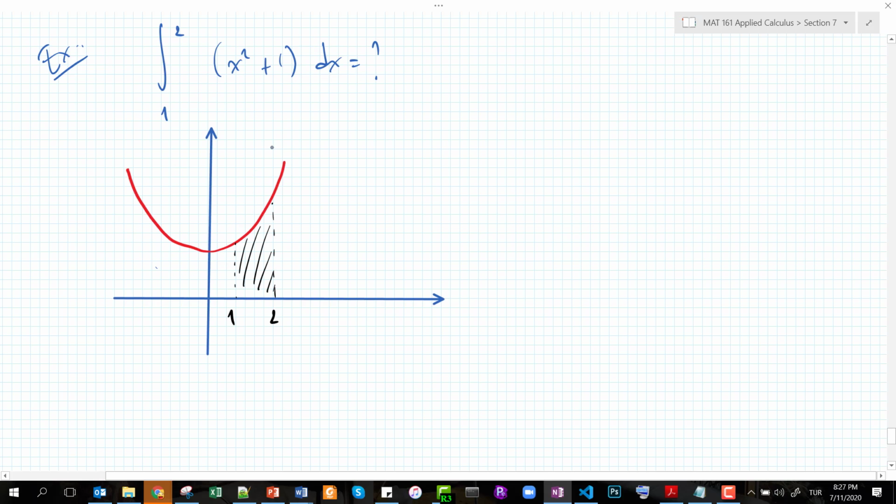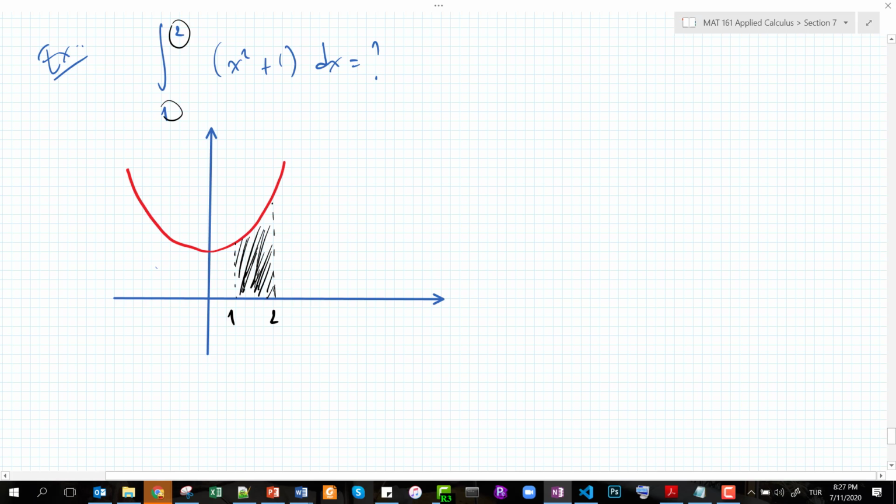Let's look at this example. So we are being asked the integral of the x squared plus 1 function between these numbers. As we know, this is the area problem under this curve. This is the curve corresponding to this function, and I would like to calculate the area in this interval.